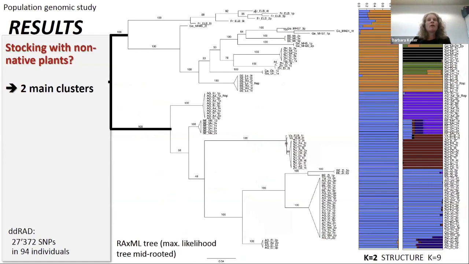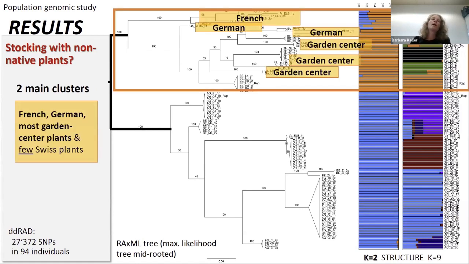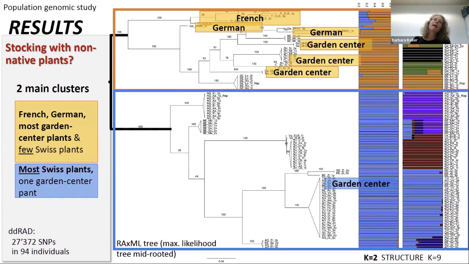To the results. We analyzed the data in different ways. Here in the middle, you see the phylogenetic tree, and on the right side, you see the structure results. The first question was, did we find stocking of non-native plants or garden center plants? The first important result is that we found two main clusters. One cluster included the French, German, and most garden center plants and very few Swiss plants. And the second cluster contained most Swiss plants and one garden center plant.